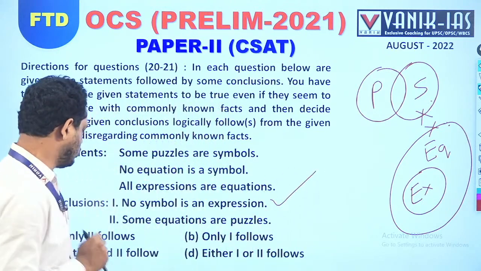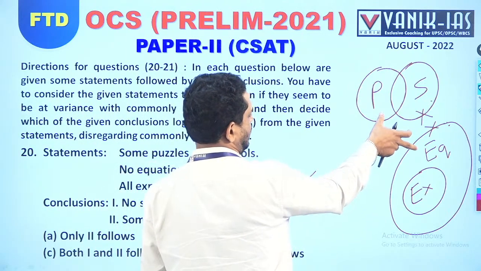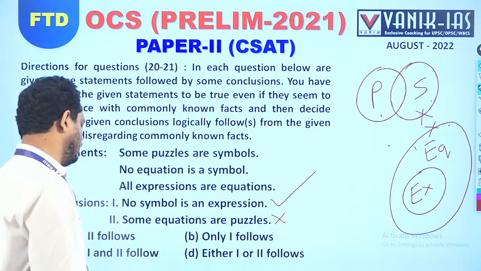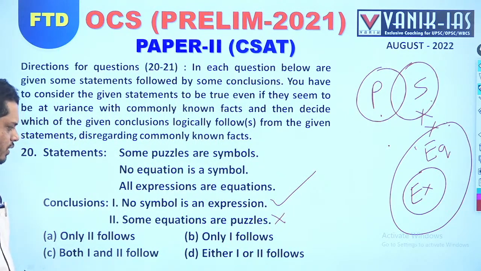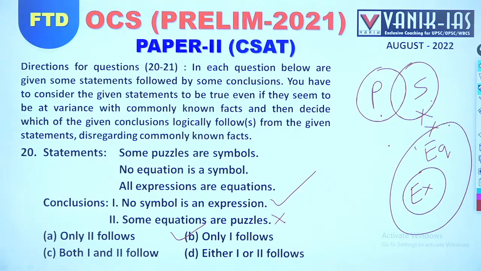This is true. Number two, some equation or puzzle, some equation, there is an uncertain relation. It may be, it may not be. An uncertain type of question is definitely false. The correct answer of the given question is B, as in B only one follows, right? And here it is a question. You can follow it to qualify.